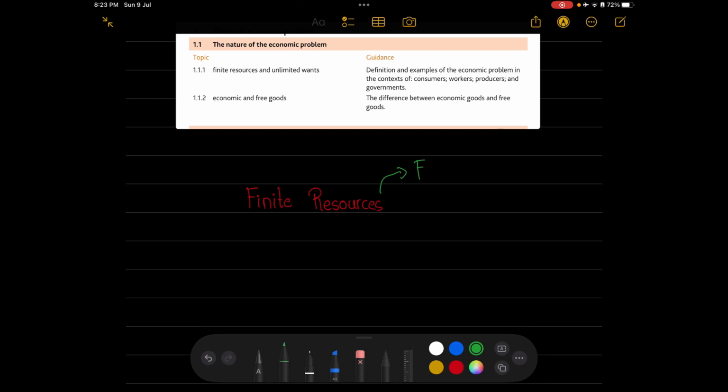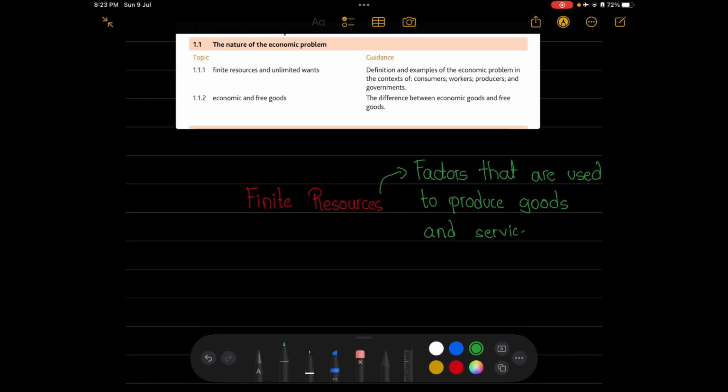Resources refers to factors that are used to produce goods and services. That's what we take as resources.